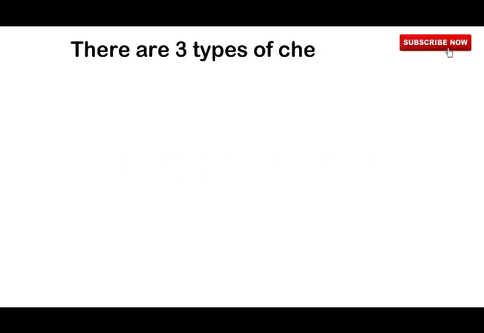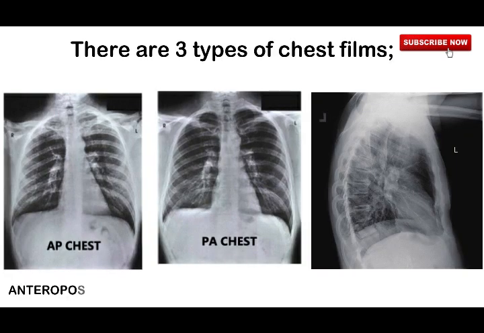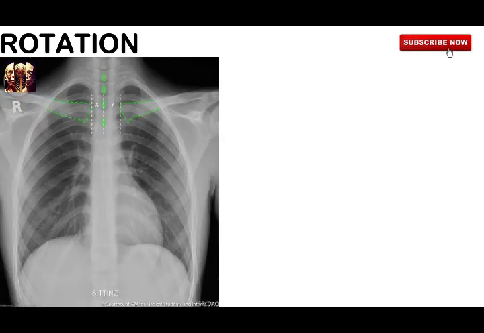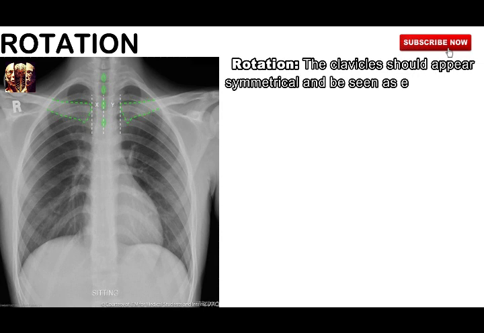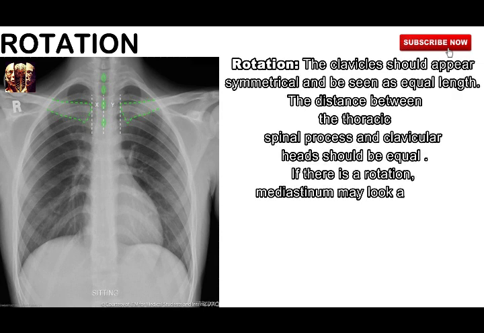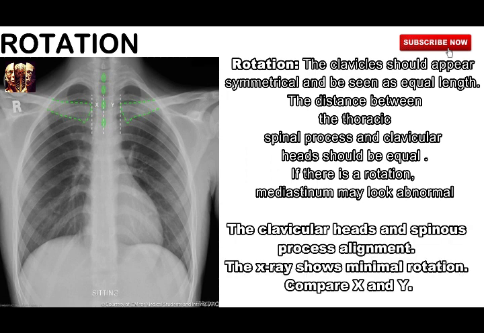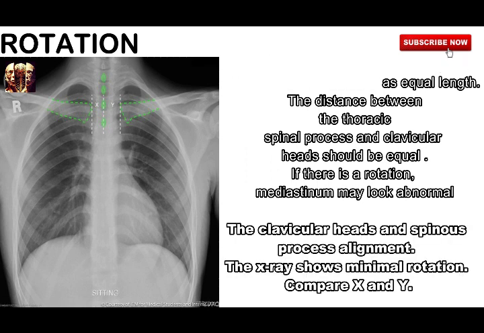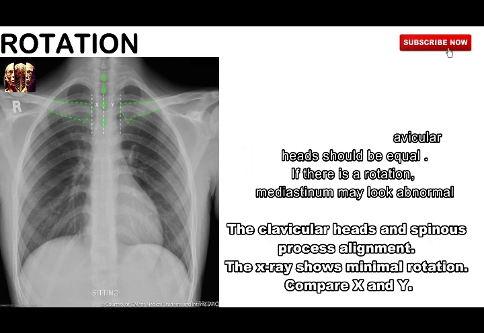There are three types of chest films: antero-posterior (AP), postero-anterior (PA), and lateral. Rotation: the clavicles should appear symmetrical and be seen as equal length. The distance between the thoracic spinous process and clavicular heads should be equal. If there is a rotation, the mediastinum may look abnormal. With the clavicular heads and spinous process aligned, the X-ray shows minimal rotation.